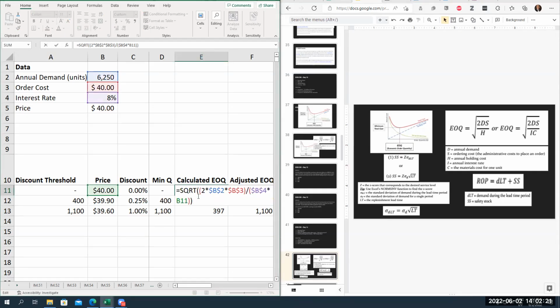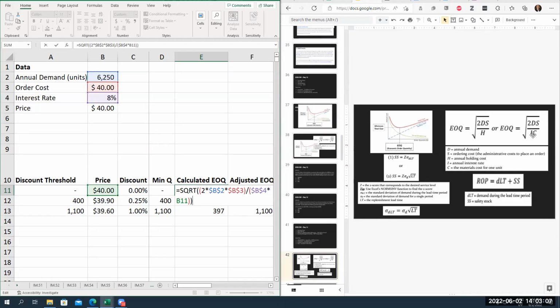Square root of 2 times the demand. Annual demand is B2. Let's see, I should use my mouse. Here's my annual demand B2 times B3, the order cost. That's the 2DS of the formula, divided by the interest rate, B4, times B11, which is my price or my cost, right? All I'm doing here is plugging these numbers into this equation: EOQ is the square root of 2 times D times S divided by I times C.